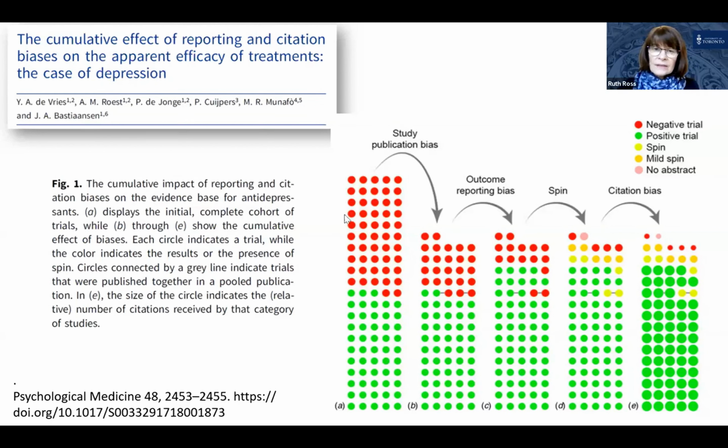So you can see here that as you go across these different scenarios, panel A displays the initial complete cohort of trials. So this is everything that's been done, and you can see in this case there's about 50-50 of positive and negative trials, so ones where the drugs have worked and ones where they haven't worked. And then B through E show the cumulative effect of different biases. So you can see as the biases start to get introduced, the impact of the negative trials seems to suddenly drop off, whereas the impact of the positive trials is actually starting to be inflated. So you've now got more focus on the ones that worked and less focus on the ones that didn't.